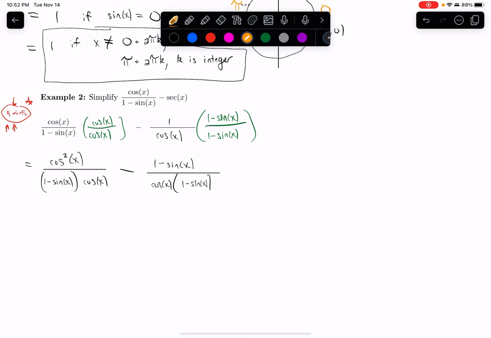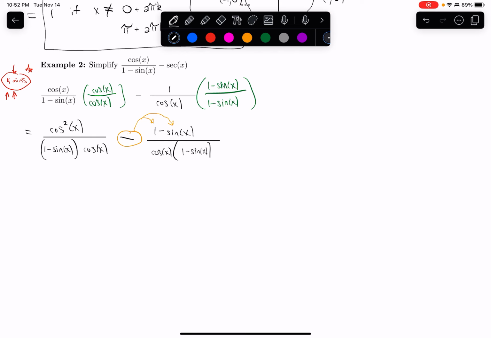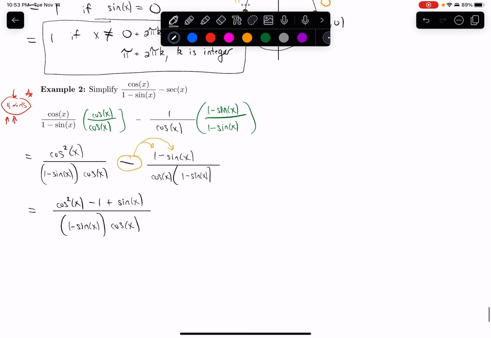Now, to subtract these fractions, remember this negative sign, it's got to distribute to each one of these terms in the numerator. Okay, so if I do that, I'm going to get one big fraction. Cosine squared x, and then distributing that negative, I'll get minus 1, and then plus sine x. All right, and leave my denominator factored as 1 minus sine x, that whole thing in parentheses, times my cosine x. Okay, so I've gotten a common denominator. I've turned it into one fraction. What can I do now?